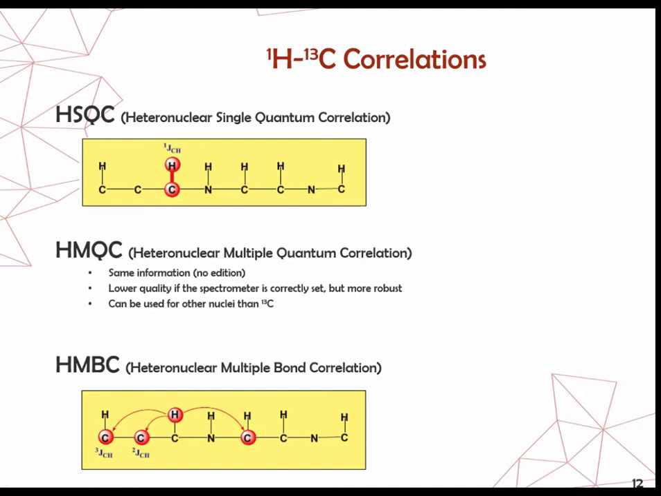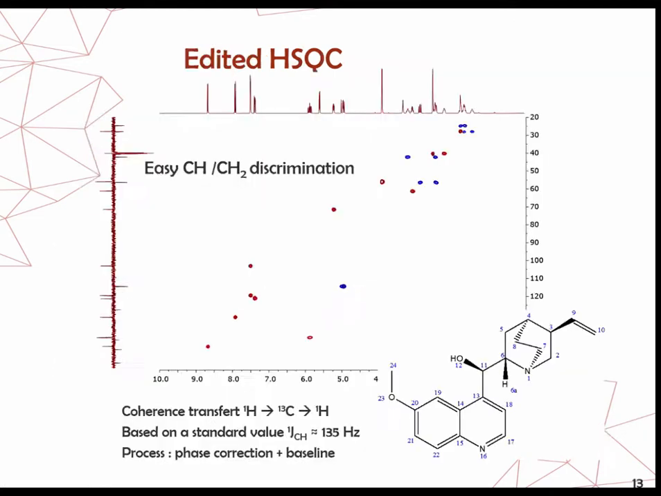I use it only for other nucleus and carbon-13 when the coupling constant is not precisely known. Okay, so in routine, the most used proton-carbon correlation is the edited HSQC.